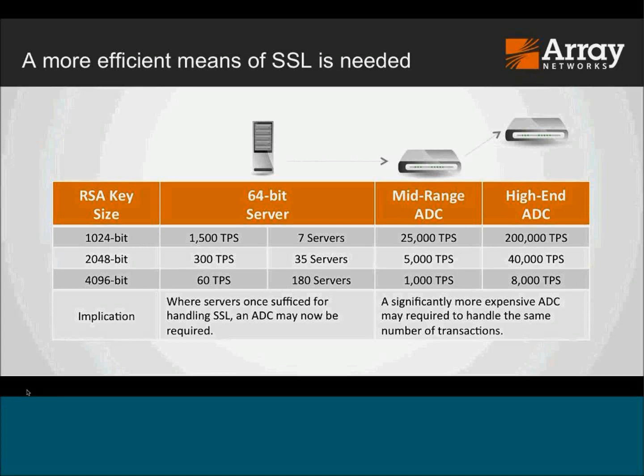And we just saw from the previous slide that it's only a matter of time before NIST or the CAB Forum comes out and says, nope, can't do 2048 anymore. We've got to move to 4096. Okay, well, where you used to be doing 1,500 transactions per second, now you're doing 60. That's crazy, right? Or if you wanted to continue to do 1,500, you need 180 servers. It's crazy. And even as robust as an ADC is, purpose-built for SSL offloading, with 4096 you went from 25,000 TPS to 1,000 TPS, or from 200,000 down to 8,000.